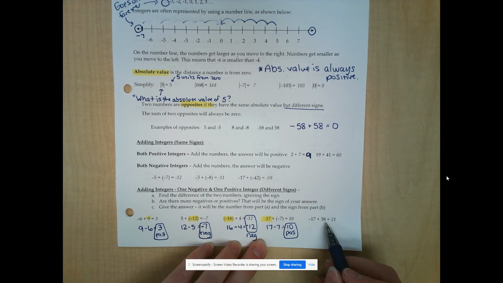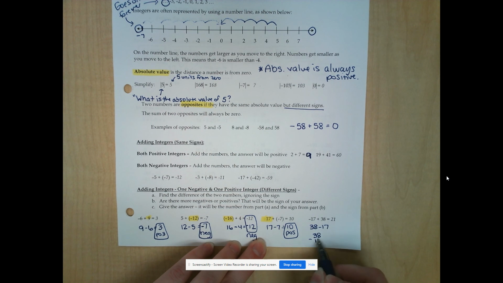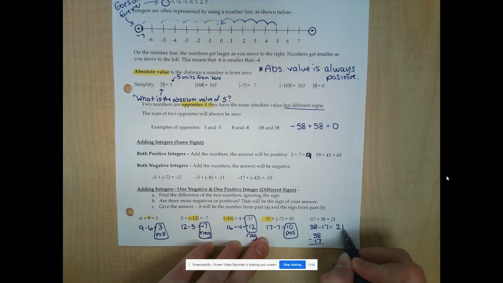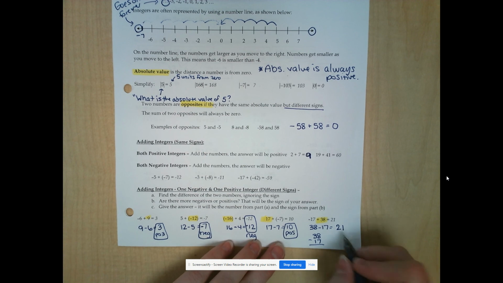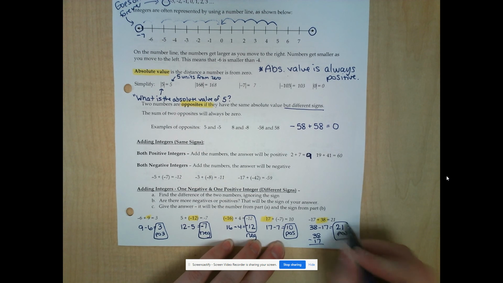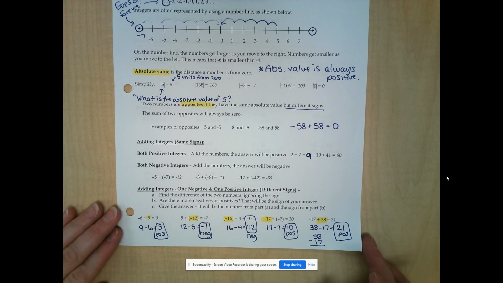And negative 17 plus 38. Now, this one might not come as quickly, right? You might have to do 38 take away 17. You might have to think about 38 take away 17 this way. Either way, the difference is 21, and you'd have to look and say, well, I had more positives than I did negatives, so the final answer is positive 21. So that's not too bad.